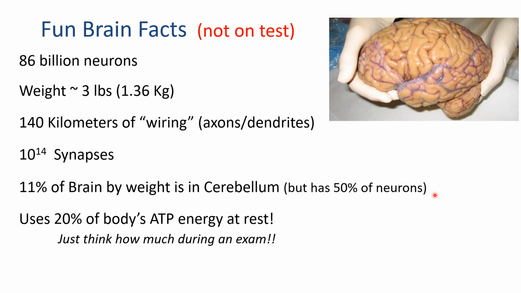All right, 50% of the neurons are in the cerebellum alone. That's pretty amazing. And about 20% of the body's ATP energy. So if we're making about 150 to 160 pounds of ATP every day, 30 to 32 pounds of ATP do nothing but sustain the signaling capabilities of the neuron tissue. Just extraordinary.